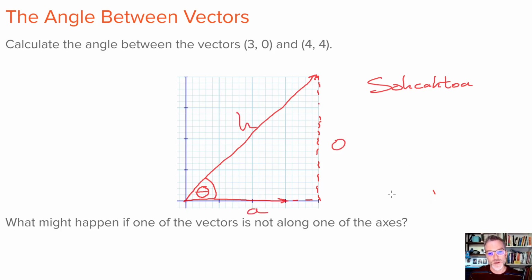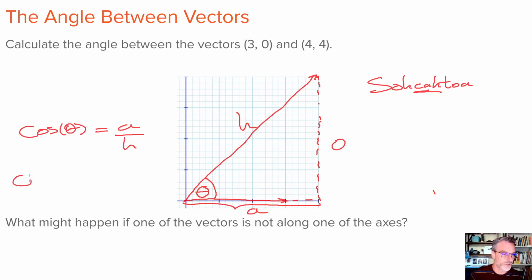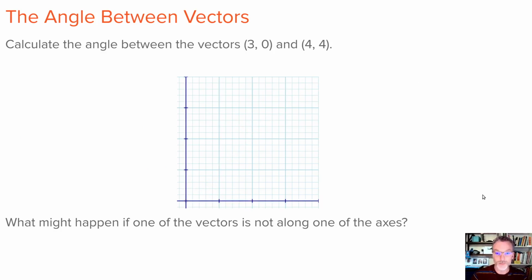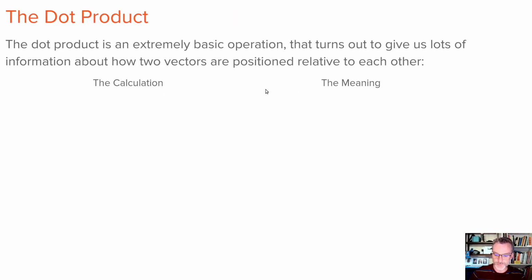Okay? So if I found this length, for example, I could find the angle by using this. The cosine is just the length of the adjacent over the hypotenuse, like this. And I could rearrange it to find the angle by using the inverse trig function here, like that. Okay, keep that in mind. We're going to look at something new entirely here. It's called the dot product.